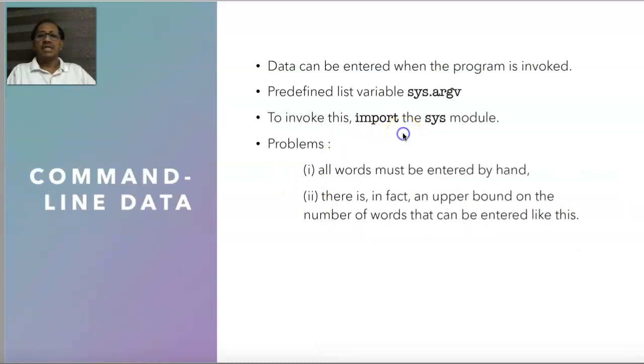So there are problems with this command line data. All words must be entered by hand, right? And there is in fact an upper bound on the number of words that can be entered like this. How many words can you enter, right? There are 80 words you can enter, not more than that. So these are the problems with this command line.